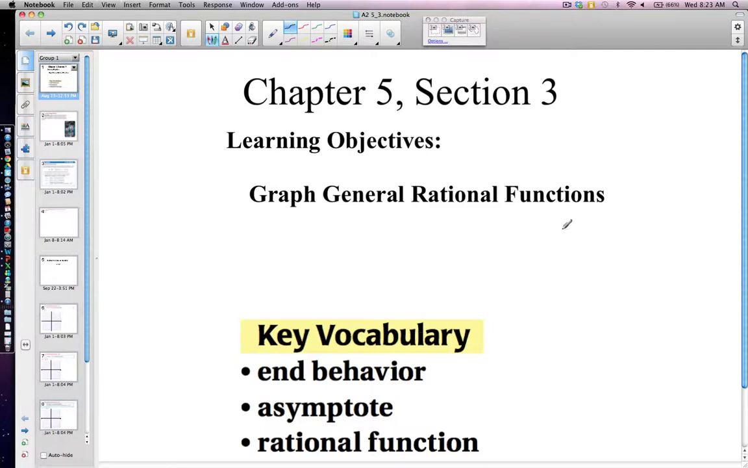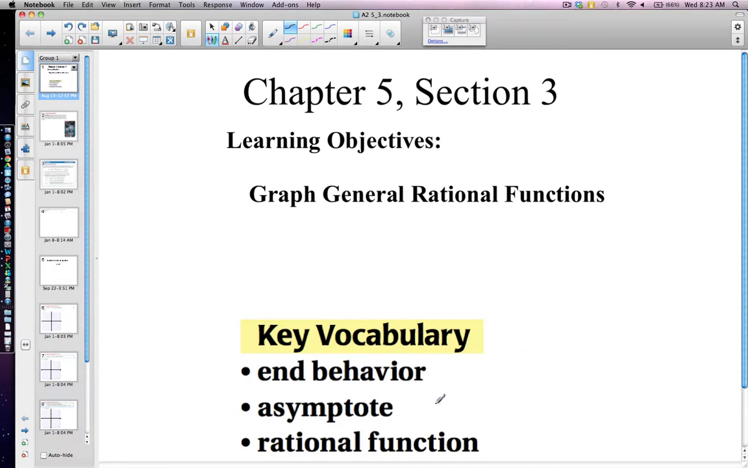In section 5.3, we're going to move on from graphing simple rational functions to graphing general rational functions. Some of the rules are the same, and some of the rules are a little bit different. What's important is that we remember what's going on with end behavior. End behavior in this case is going to be governed by the asymptotes.